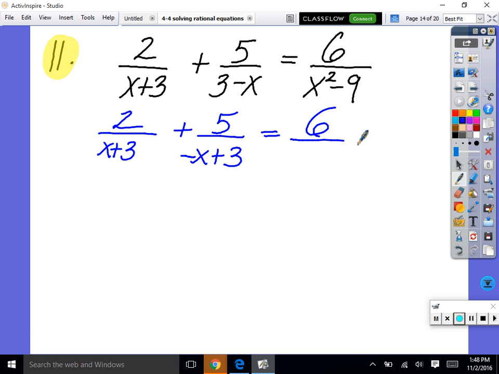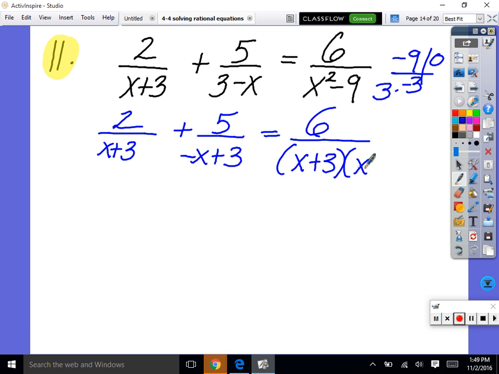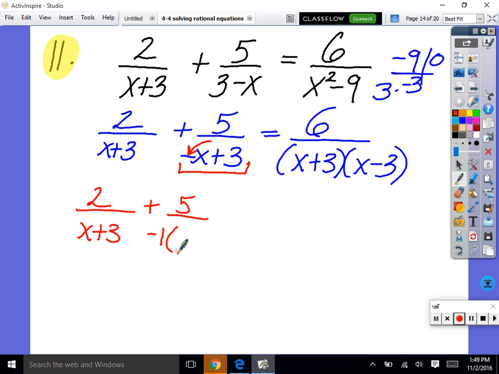And then we have 6 over, let's factor that. Well, it multiplies to be negative 9 and adds up to be 0. 3 times negative 3, right? So this piece is x plus 3, x minus 3. Now be very careful because we're still not done simplifying. We actually technically have not factored this piece, because isn't it when we have a negative in front that we need to factor out a negative? So I'm going to hurry and rewrite this because I don't want to get confused. So we have this, and then we have plus 5 over, we factor out negative 1, and left is x minus 3, and that's equal to 6 over x plus 3, x minus 3.